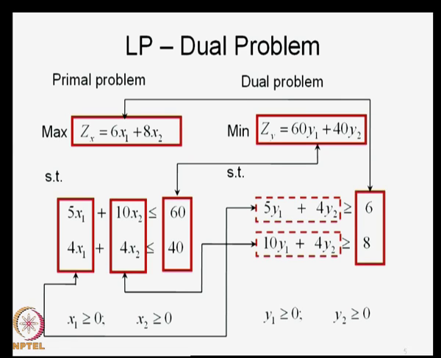So, what happened here? You had two constraints and two variables, you got two constraints and two variables. Associated with every variable, you have one constraint, and associated with every constraint, you have one variable here. So, we put y 1, y 2 and so on.